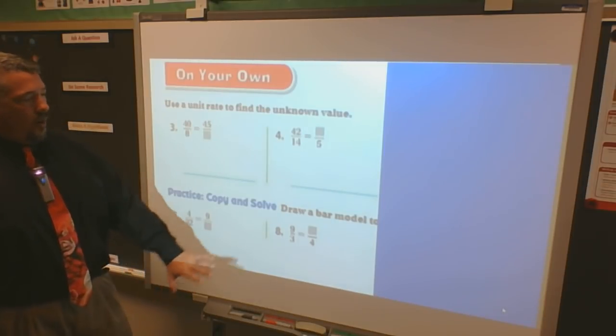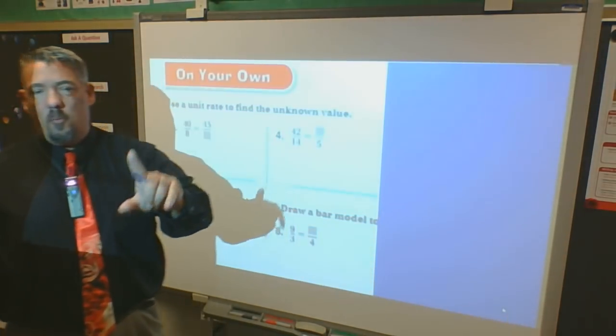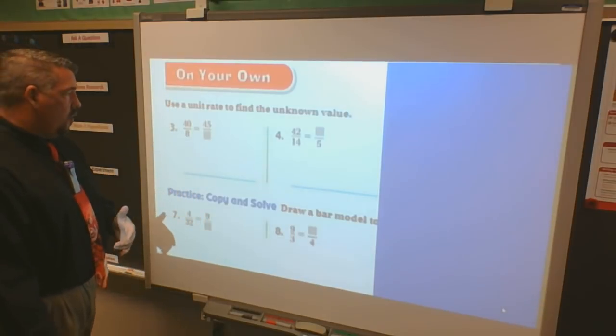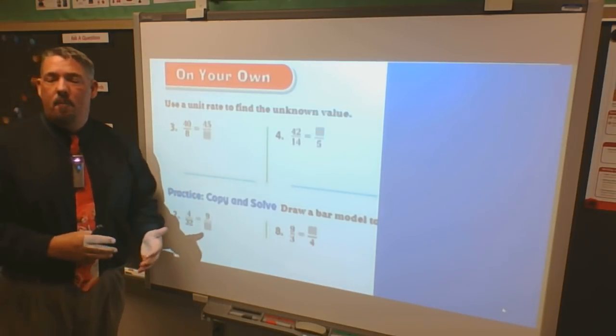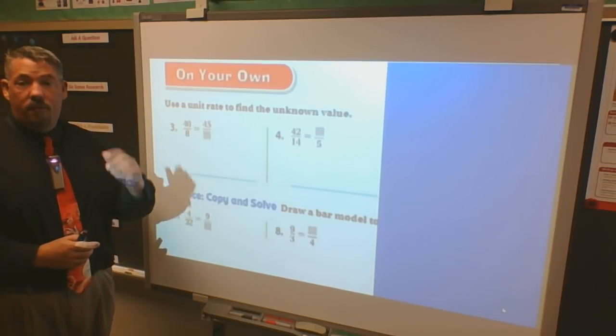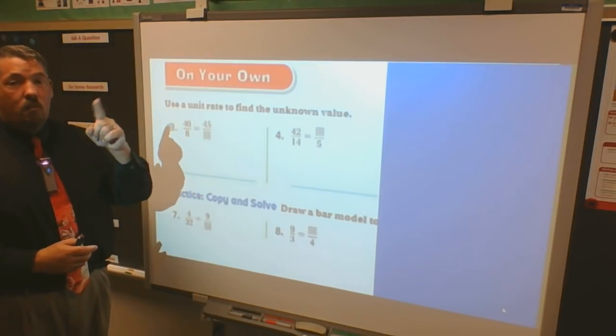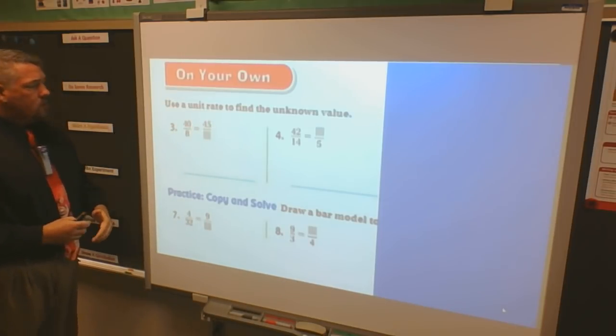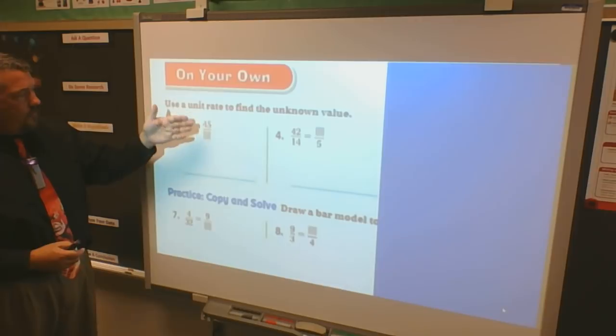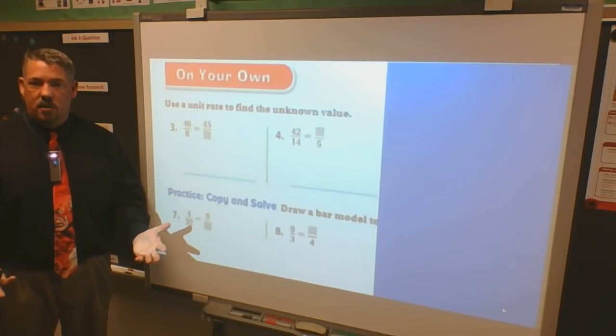All right, so we're going to ignore these two problems for just a moment because I'm going to introduce you to something new, but still following the same pattern that we have been doing. Two-step math problems. We're going to divide to get our unit rate and then multiply to come up with the rate that they tell us to have. So I have 40 over 8 is equal to 45 over something, and I don't know what the something is.